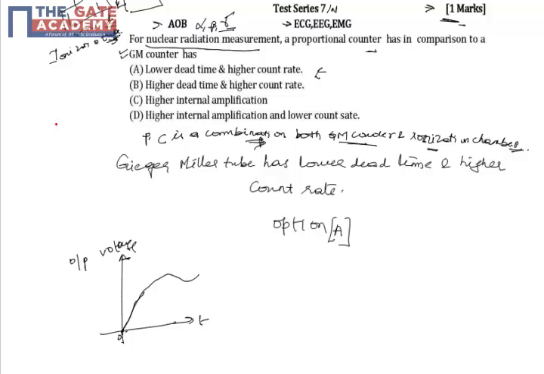So here the correct option is A. A proportional counter in comparison to a GM counter has a very low dead time and a higher count rate, which is the desired characteristic for any instrument. Hence the option is A.